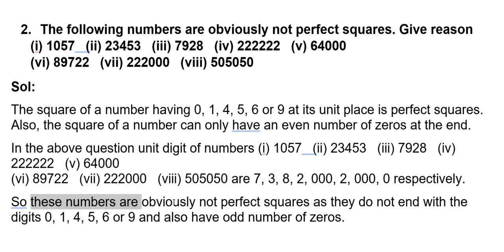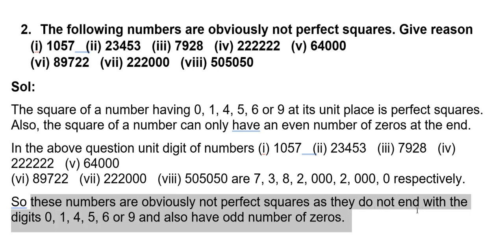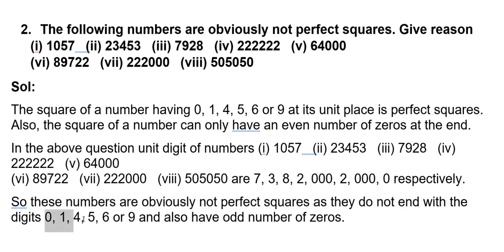So these numbers are obviously not perfect squares, as they do not end with 0, 1, 4, 5, 6 or 9, and also have an odd number of zeros. Okay.